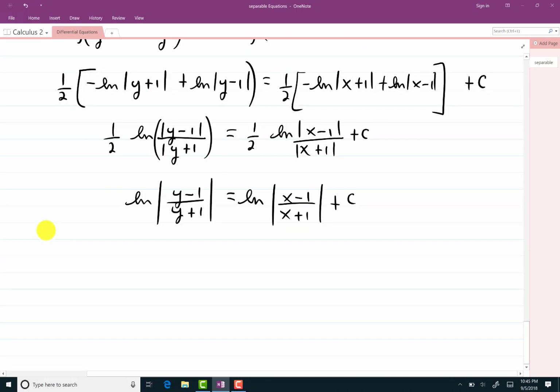Now, if you want to leave your answer that way, you can. Supposing an explicit solution would be required, let me first take care of this c. We know the initial value was y of 2 equals 2. So when x is 2, y is equal to 2. Let me plug those in.